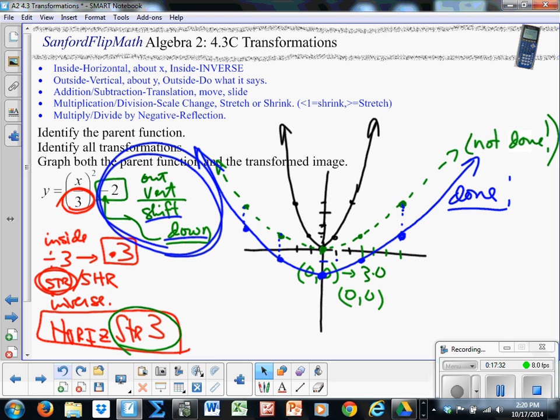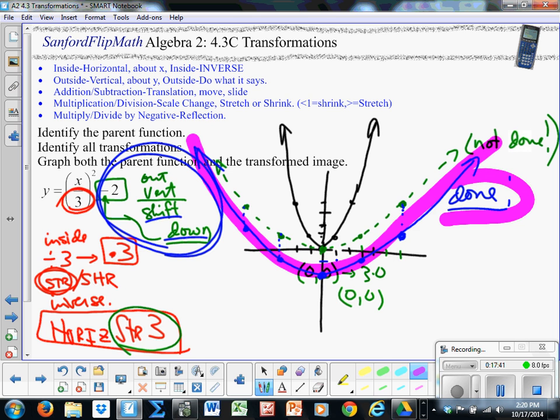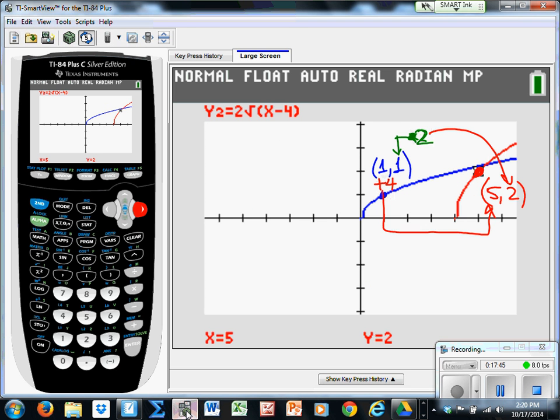Again, if you want to use a highlighter or something like that, let's do purple this time. Okay, so the purple graph is done. Let me clear the ink off of here again.